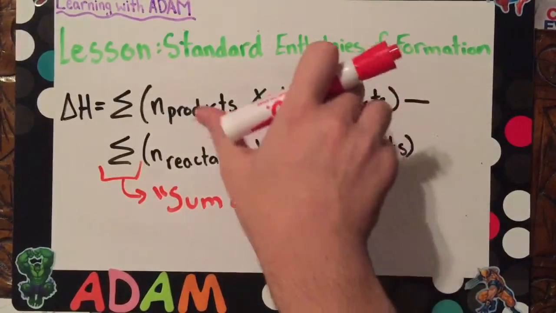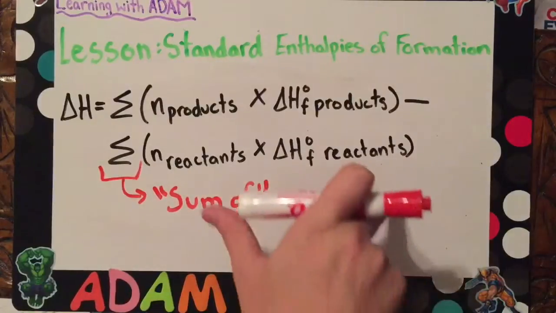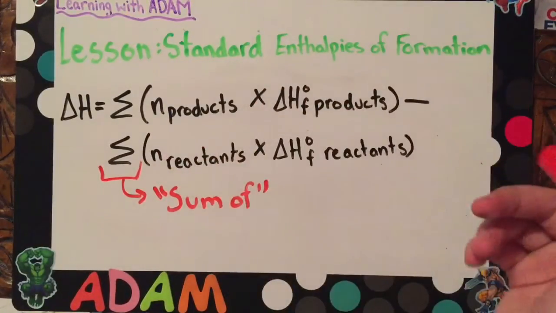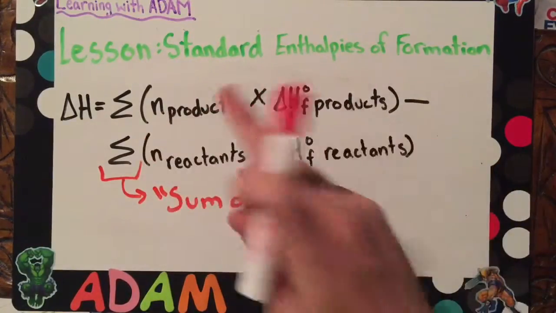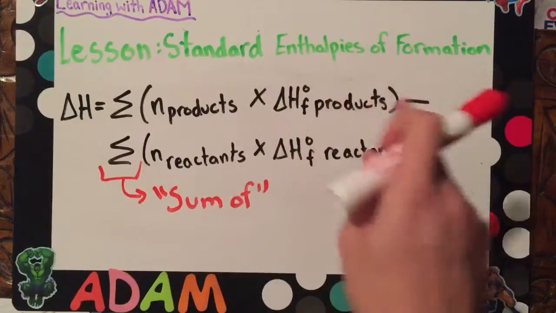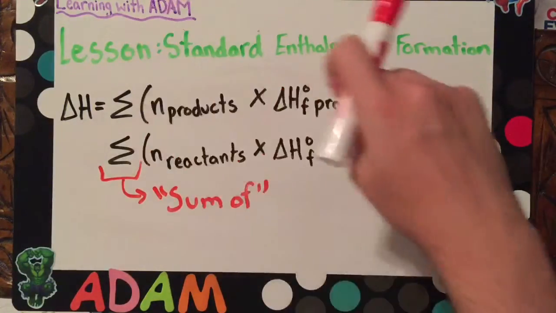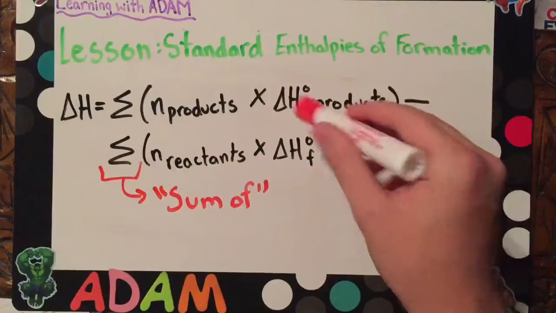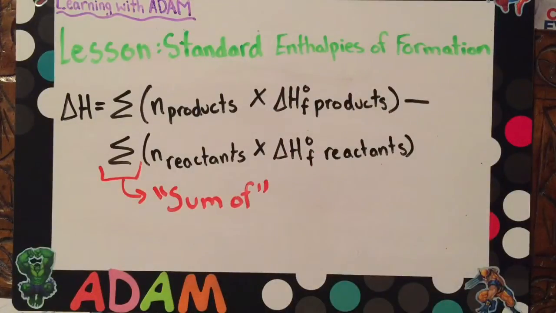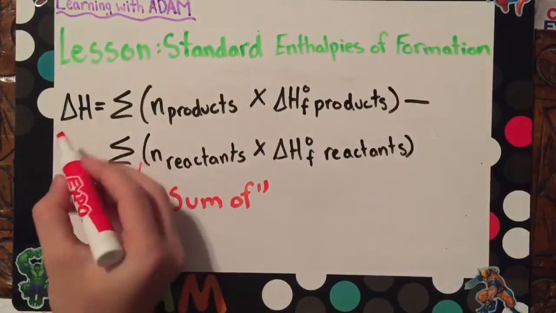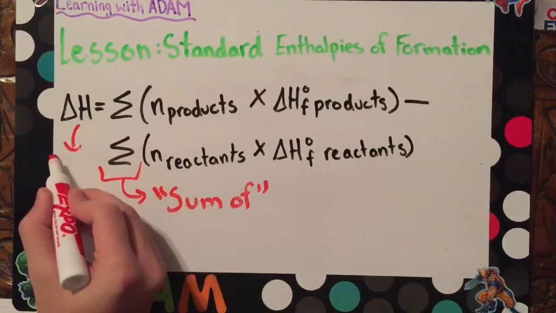After you add those together, you'd have this part done. Then you do the same thing for the reactants. If you had more than one reactant, you do this for the first reactant, and the same thing for the second reactant, and add them together. Then you subtract the reactants from the products. And this would be the enthalpy change.